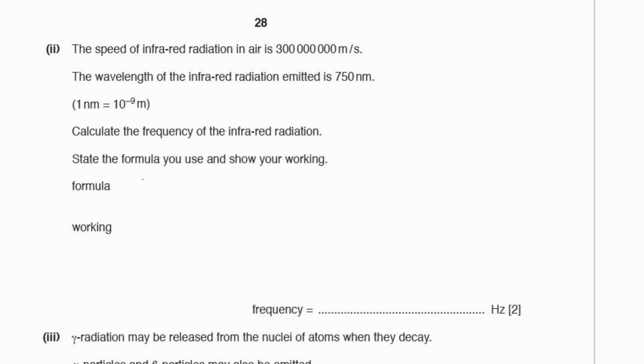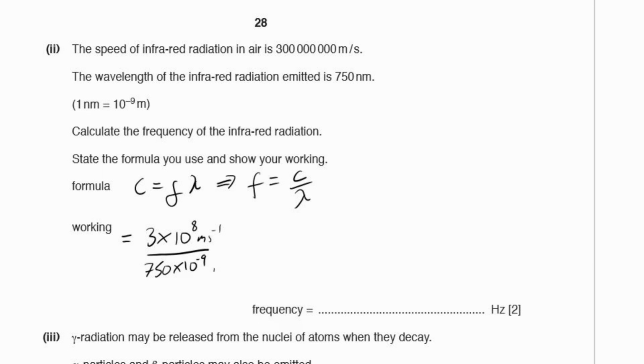So for a wave, speed equals frequency times wavelength. You want to find the frequency, so frequency is then given by speed divided by wavelength. So that will give us 3 times 10 to the 8 meters per second divided by 750 times 10 to the negative 9 meters, which gives a value of 4 times 10 to the power of 14 seconds to the negative 1, which is of course hertz, and doesn't really matter because the unit's already given to us. So 4 times 10 to the 14 hertz.